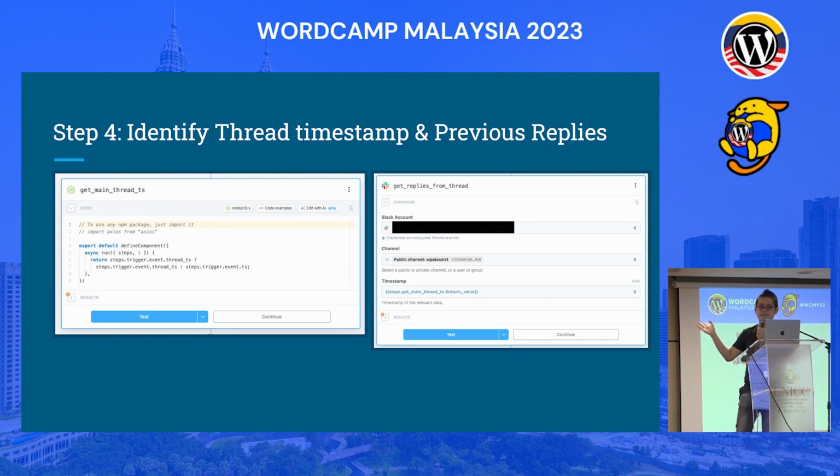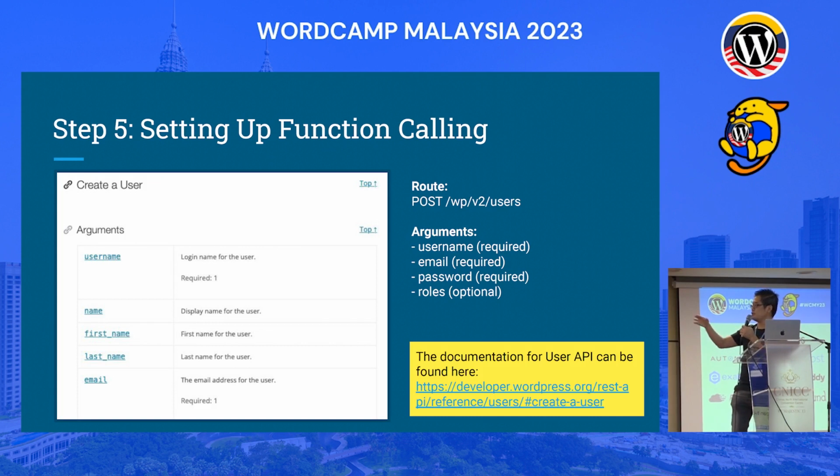So this is just to make sure that later on when we reply back to the message, we know which one to reply to, okay? Then after that, we're going to set up the function calling. In this case, because we want to create a user, we're going to use the user API route, and these are all the required things like username, email, password, and roles. Roles are optional, but we need that for now.